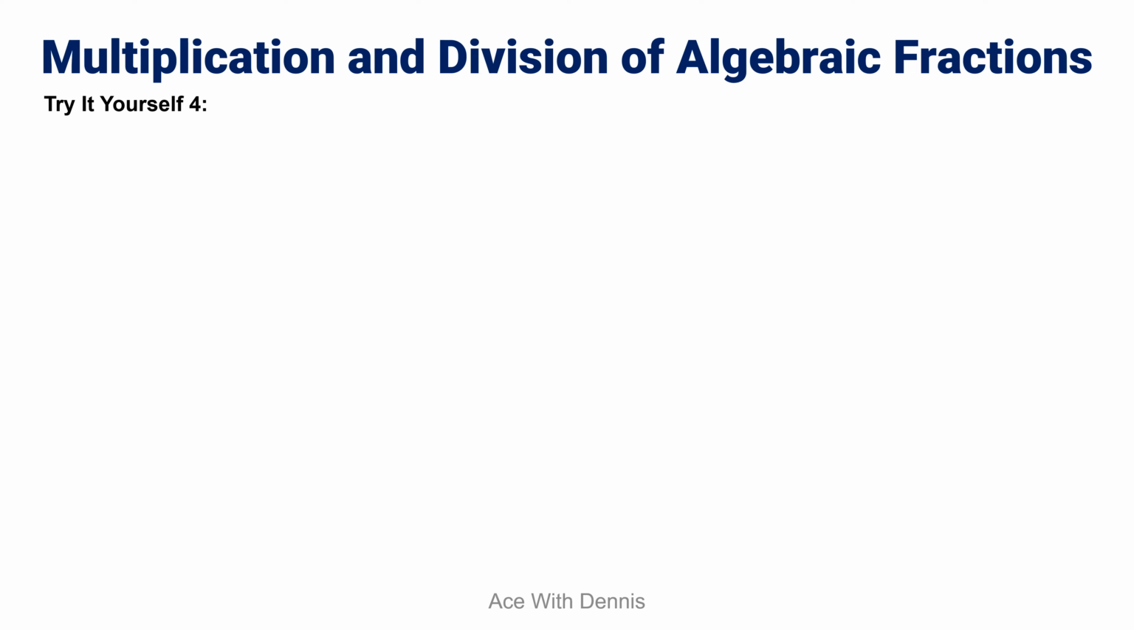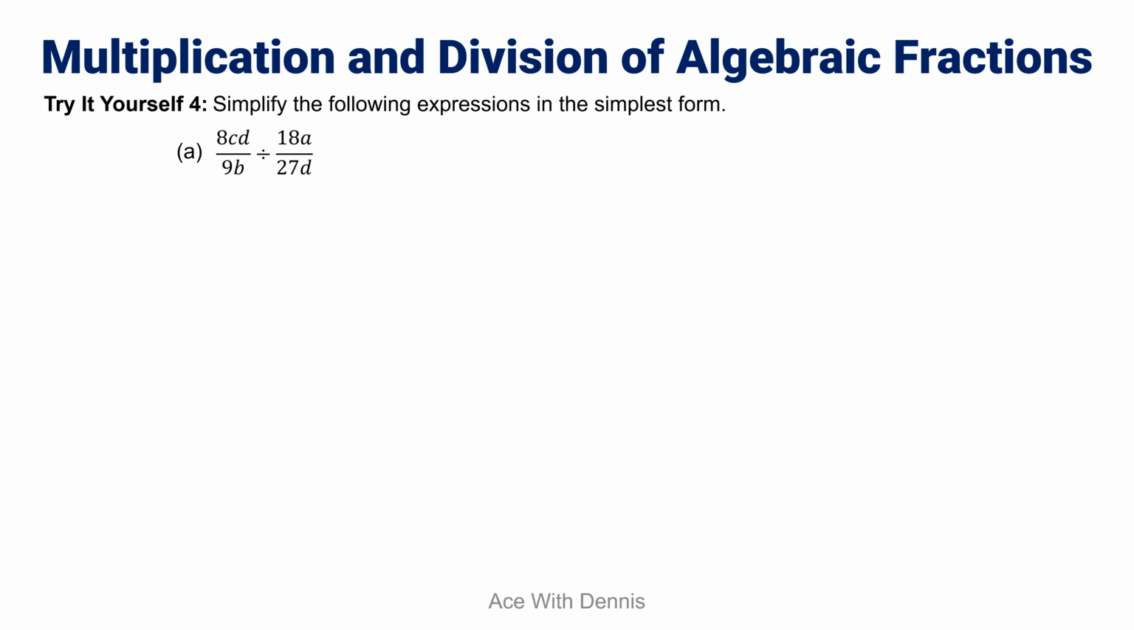Now it's your turn to try this example yourself. Simplify the following expressions in the simplest form. For A, 8cd over 9b divided by 18a over 27d. B, 5xy to the power 5 over 4a cubed b squared divided by 14x to the power 4 y cubed over 2ab cubed. And C, a squared minus 8a plus 15 over 4a squared minus 49 divided by a minus 3 over 2a plus 7. You can pause the video and try to do it yourself.